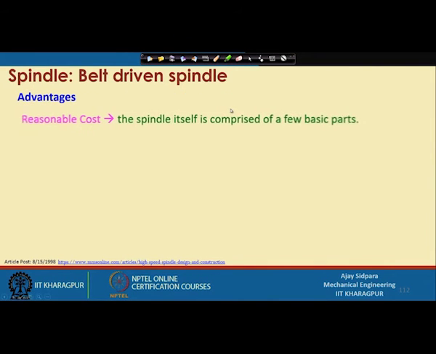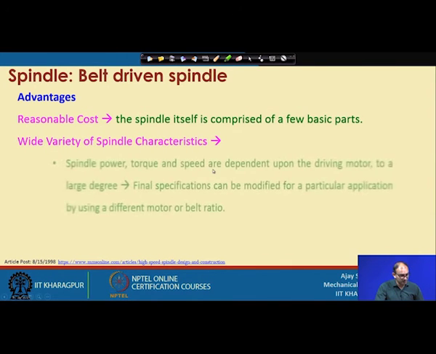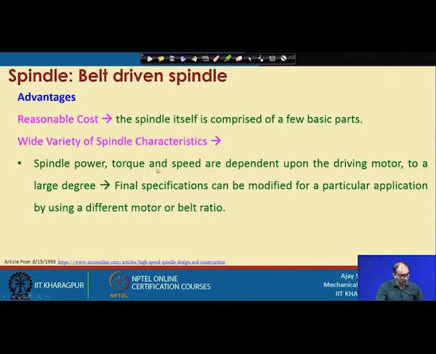And so, what are the advantages? Cost is reasonable, that is obvious, because the spindle itself is comprised of very few basic parts. A wide variety of spindle characteristics are available, because spindle power, torque, and speed are dependent on the driving motor to a large degree. So, you have a large variety of driving motors. That is not an issue. Final specification can be modified for a particular application by using a different motor or the belt ratio.